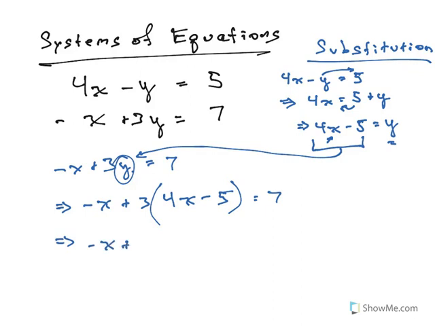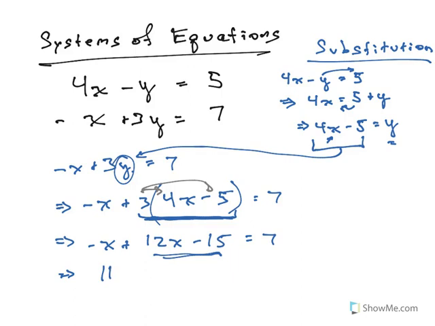Minus x plus. Now, I don't like this little binomial thing here, or this factoring thing. So I'm going to do what's called distributing. I'm going to multiply the 3 in for both terms. And when I do that, 3 times 4x, that's 12x. And then 3 times negative 5 is negative 15. Okay, so this little factoring thing here becomes these two terms here. Now I collect all the like terms together. So I have a negative x and a 12x. That becomes 11x minus 15 equals 7.